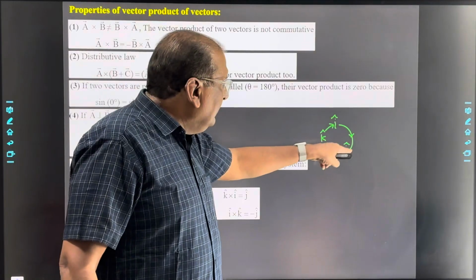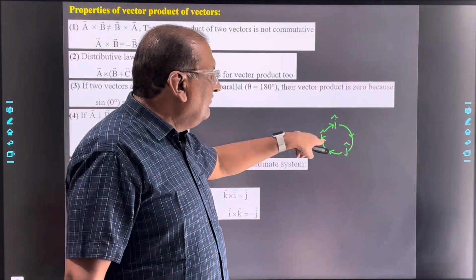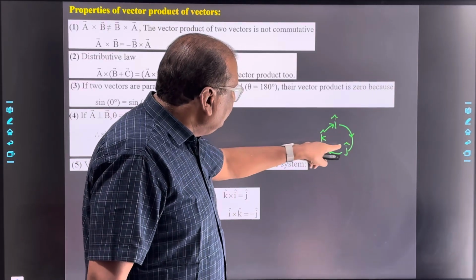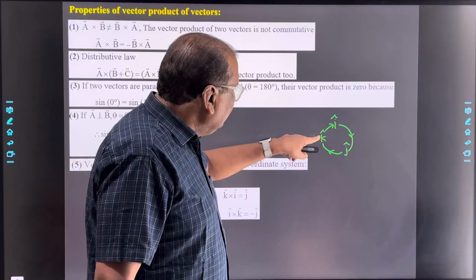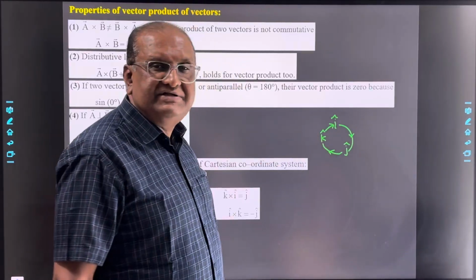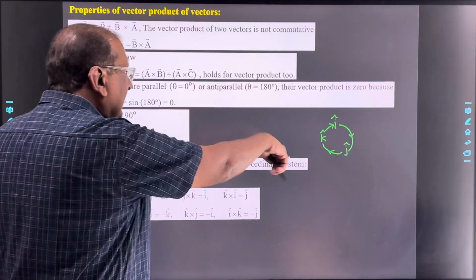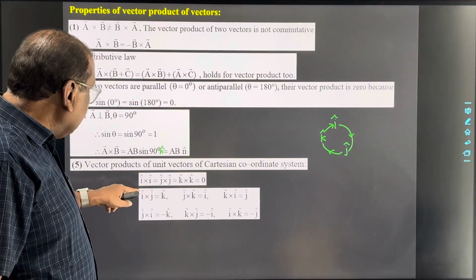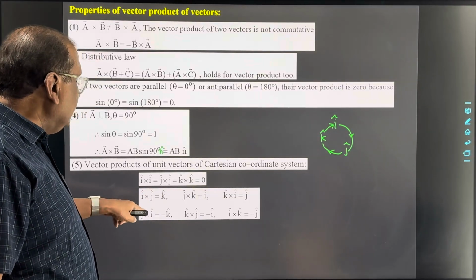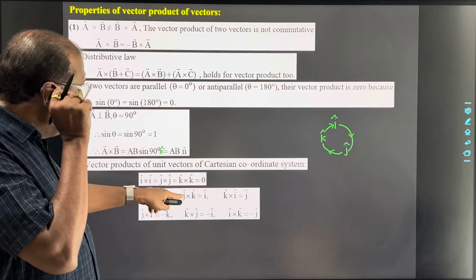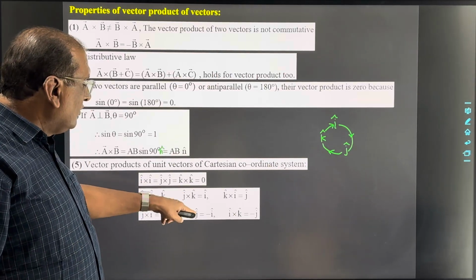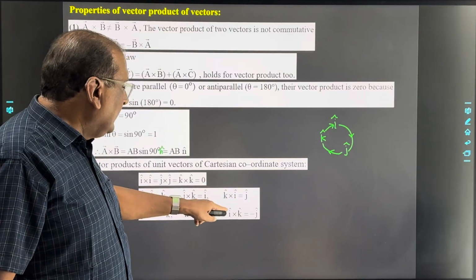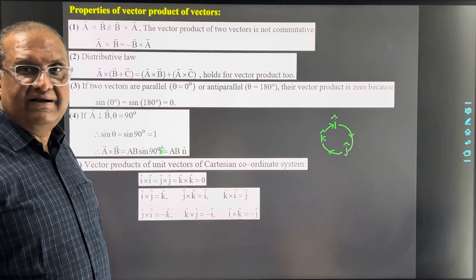Now in this way, if you think clockwise for this circle, then easily you can remember i cross j is k, j cross k is i, and k cross i is j. Now if you take anti-clockwise, right, then the result will be with a negative sign. See here, i cross j is k, so j cross i is minus k, j cross k is i, so k cross j is minus i, k cross i is j, so i cross k is minus j, right?